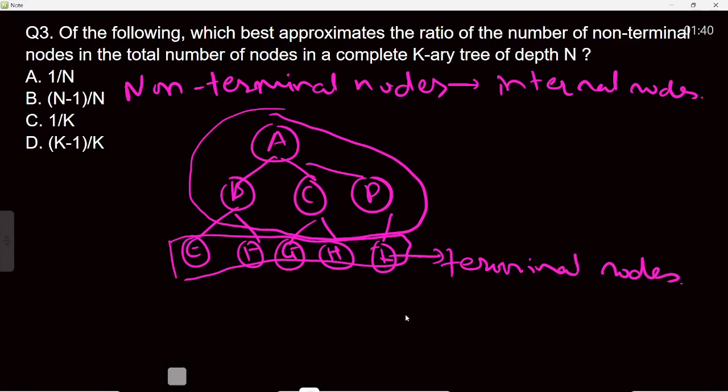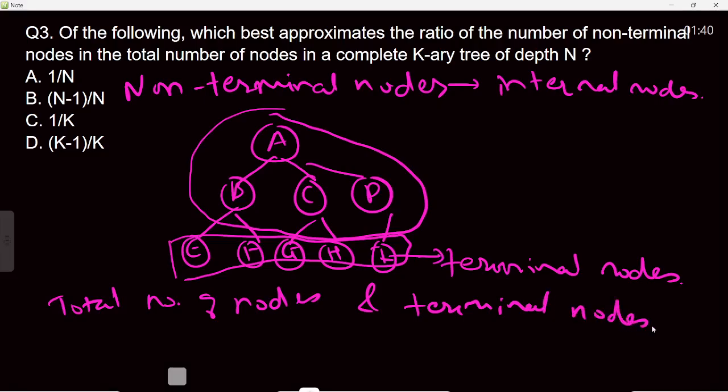So, what should be our approach? In any k-ary tree, if we know the total number of nodes, right, and the terminal nodes, then we can easily find the non-terminal nodes, right?